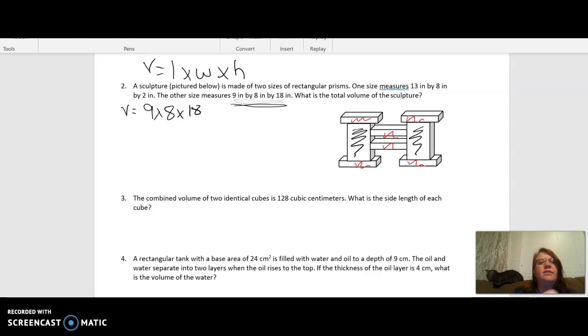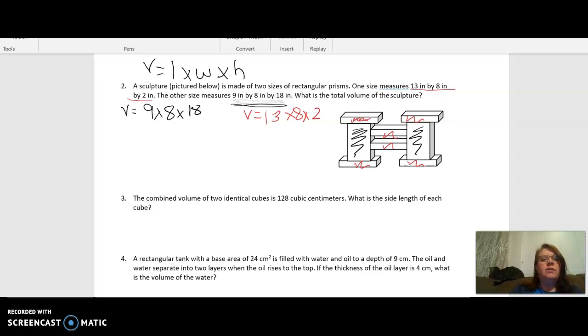Okay, and then of the small ones, remember these are our small ones here that we colored in red, the volume is 13 by 8 by 2. So 13 times 8 times 2. So I'm working with those two equations to start with, right? Okay, so here it does not matter how you group them. You decide how you're going to group them.